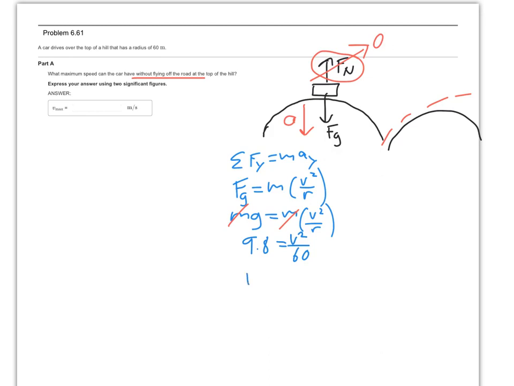So when I go ahead and solve this for v, I get that v is the square root of 588, or 24.2 meters per second. Rounding to 2 sig figs just leaves me with 24.